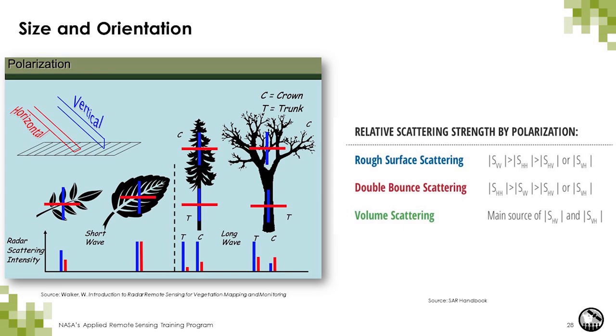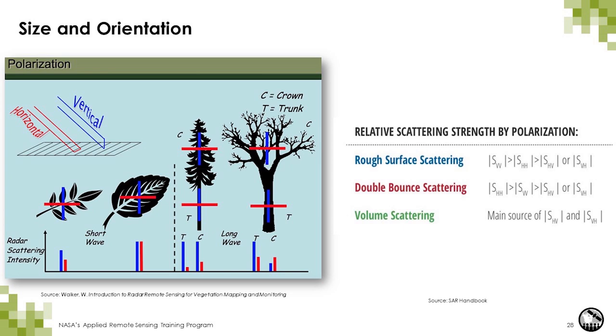The example on the right is the interaction of a longer wavelength, such as L or P band, with the structure of a tree. And in the first tree, there is a larger interaction of the vertically polarized wave with the trunk and the canopy than with the horizontally polarized wave. For the second tree, there is a larger interaction of the vertically polarized wave with the trunk than the horizontally polarized wave.